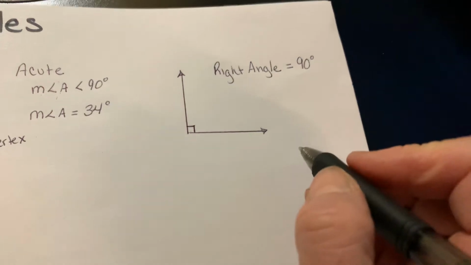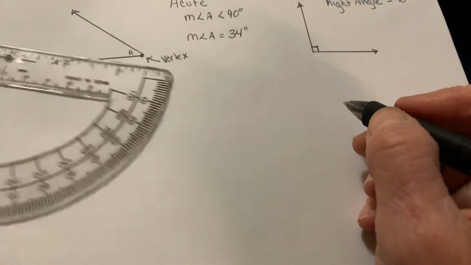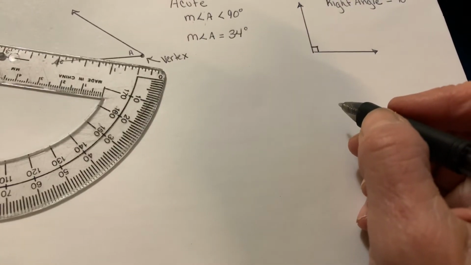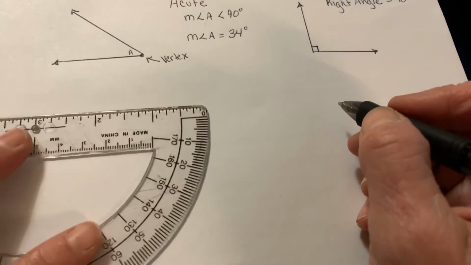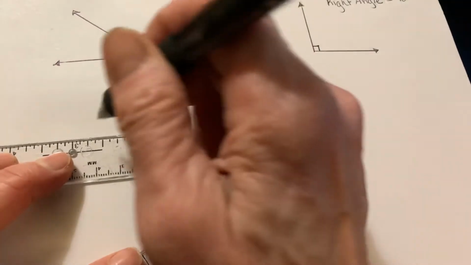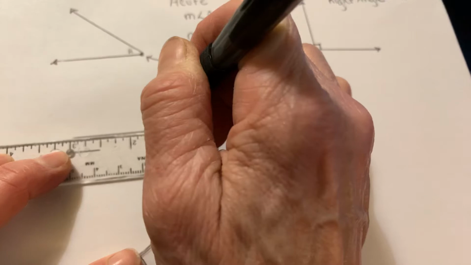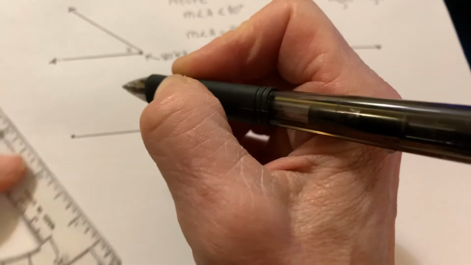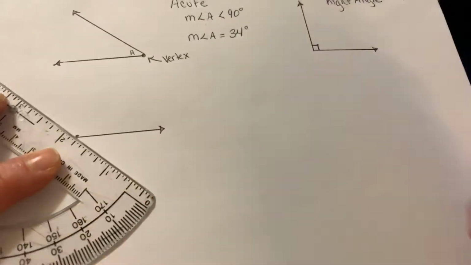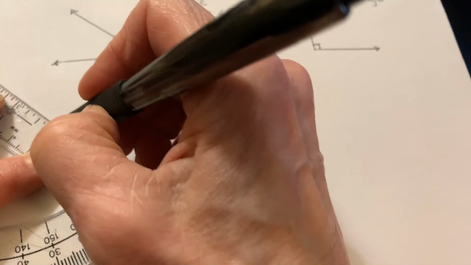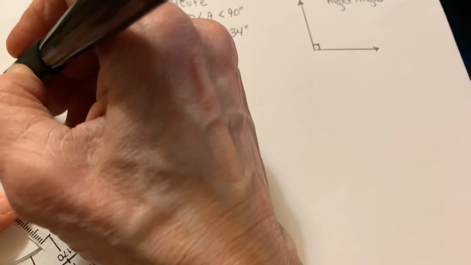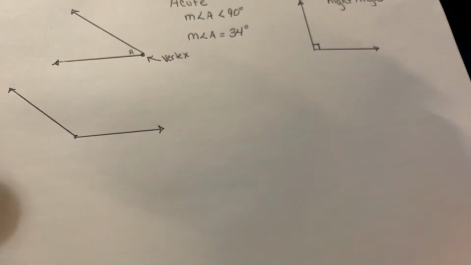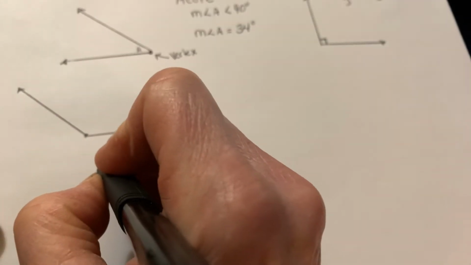Okay? Another angle that you would want to talk about and look at would be your obtuse angles. So your obtuse angle, now watch how I make it. I'm going to draw a line, ray, put its vertex, and I want to make it a little bit wider so it's open. So when you look at an obtuse angle, it's opened more. So this is called an obtuse.